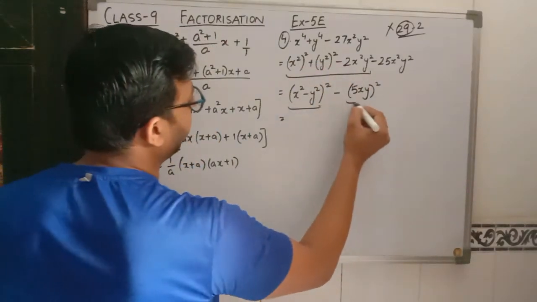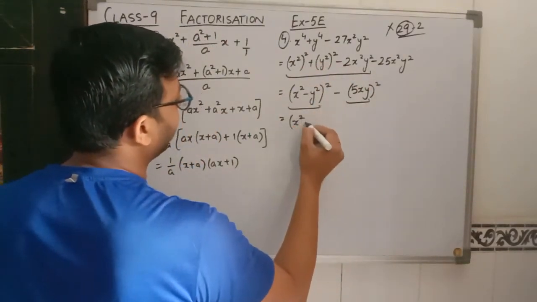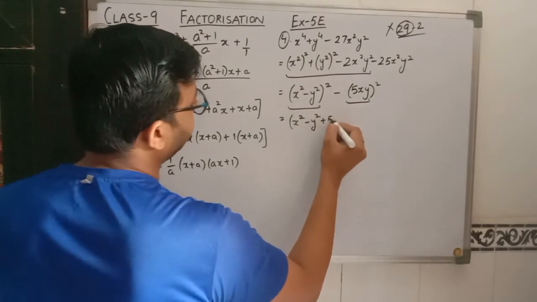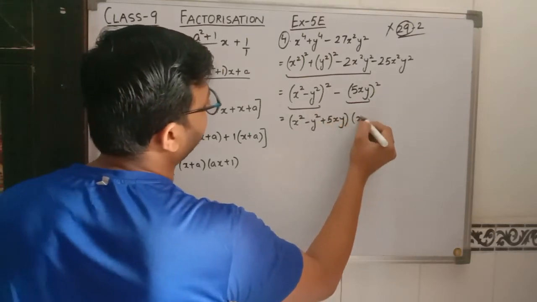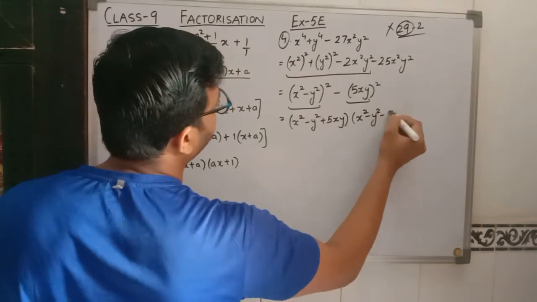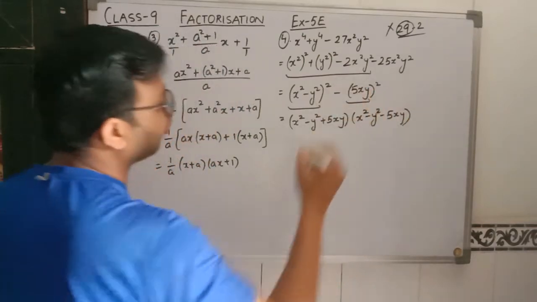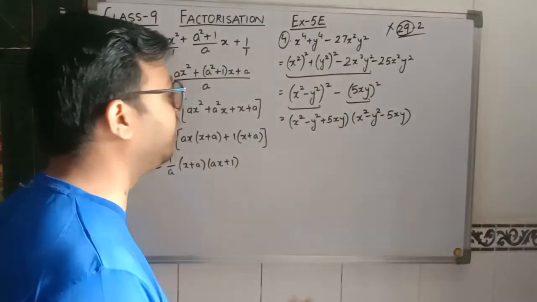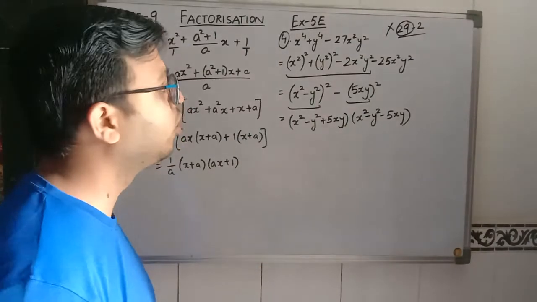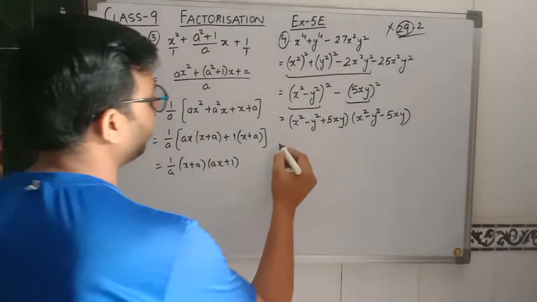Now a square minus b square. In the first bracket a plus b, and in the second bracket a minus b. So this is the final answer of this question. If more steps are possible, then we proceed. Otherwise, we have to leave the answer at this step.